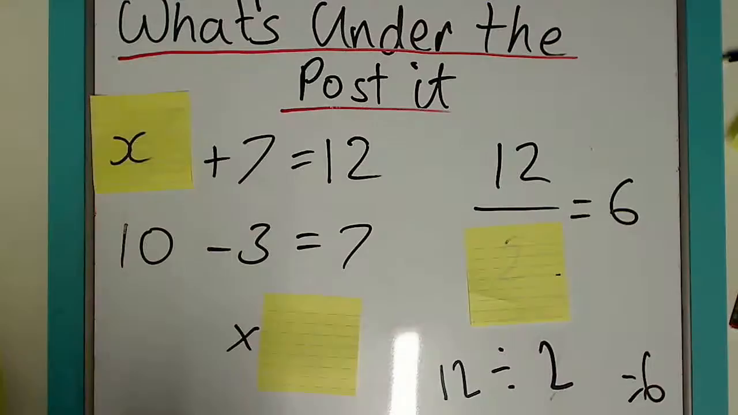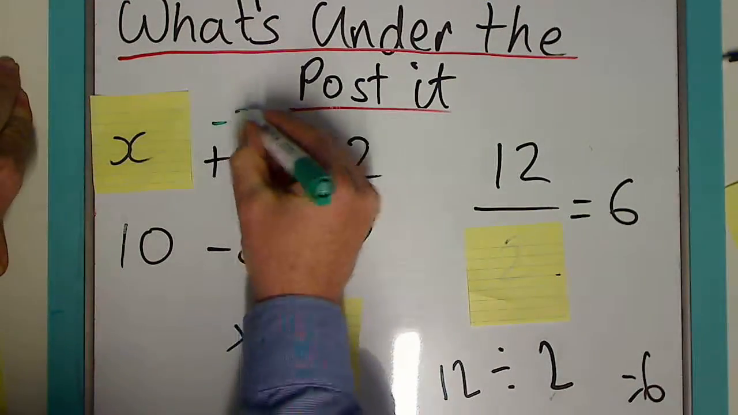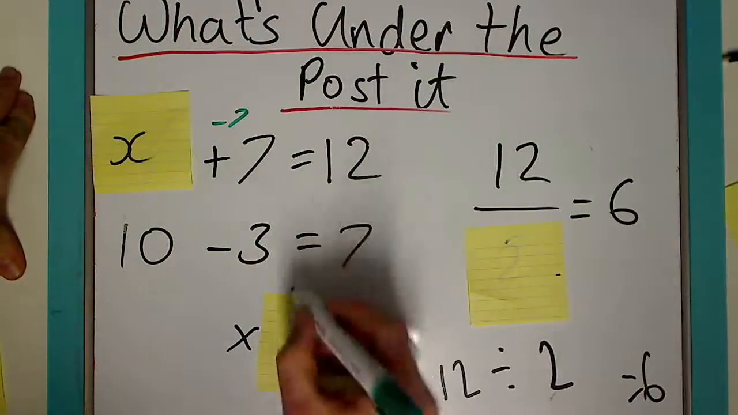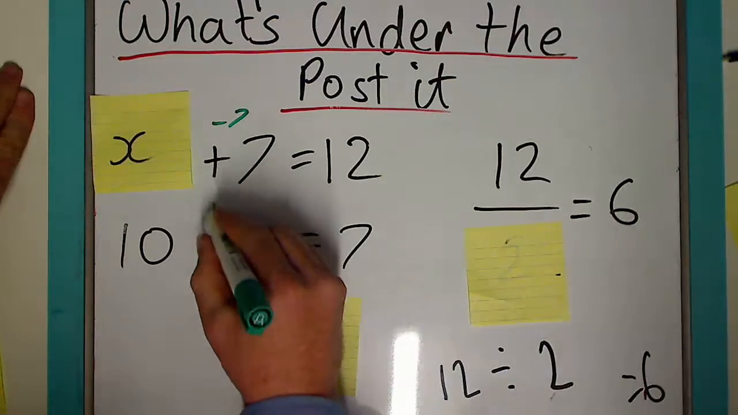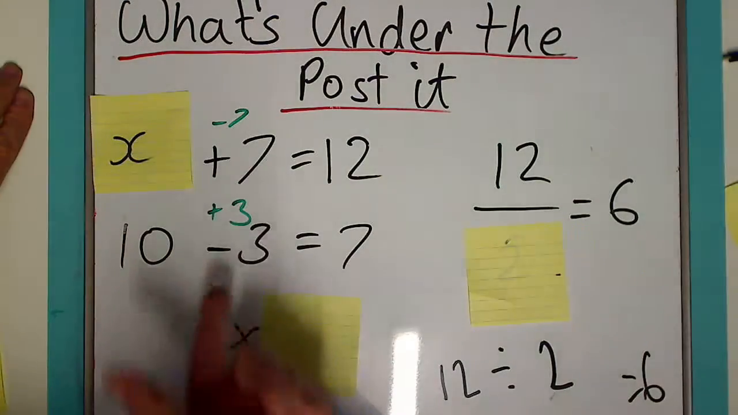Big word. Inverse operation means do the opposite. So when you see plus 7, you think minus 7. When you think minus 3, you go plus 3. Plus 3 is the inverse. The inverse means the opposite, yeah?